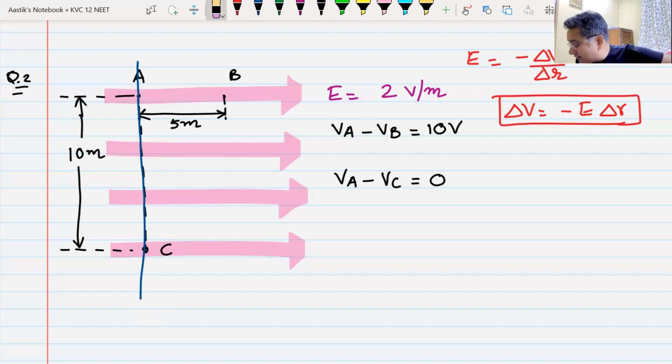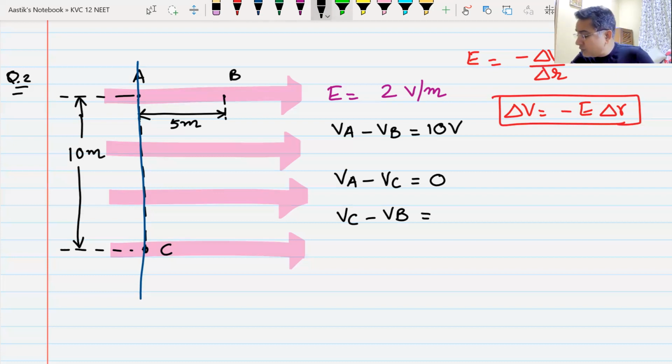Do we understand this? Yes or no? Yes, sir. Do we understand this? Yes, sir. Okay. Now, if someone asks you, what is the potential difference between C and B?